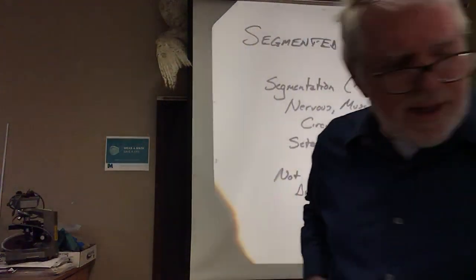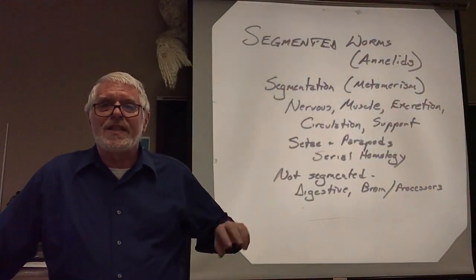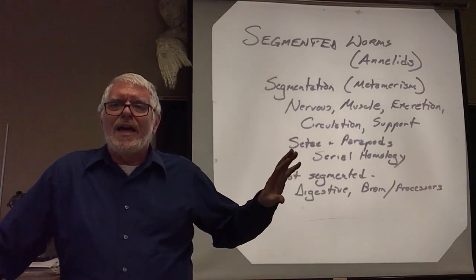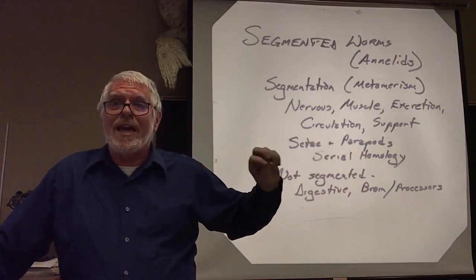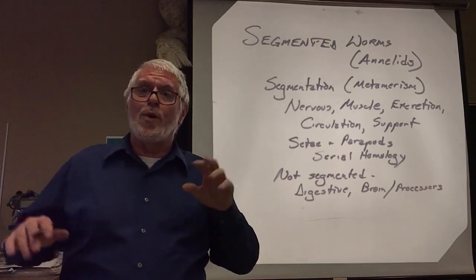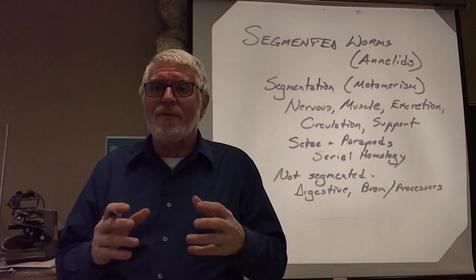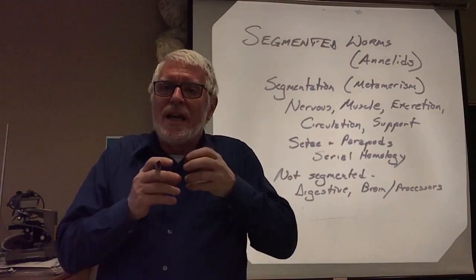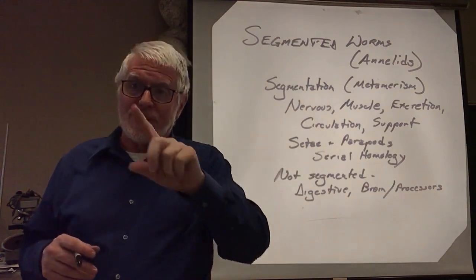Now this one's a little tricky. The digestive system definitely doesn't repeat. The brain is specialized up front. Later, in segmented animals like insects with a lot of coordination to do with wings and legs, you may have specialized processors that go in series through part of the body to help coordinate the wings and the legs. You're going to get a question about that in a lab later.